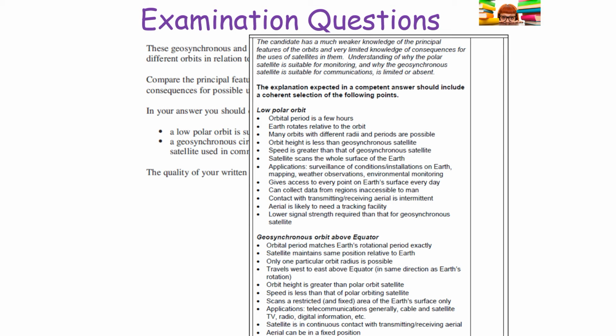Now the orbital height of a geosynchronous satellite, to maintain this, has to be higher than a polar orbital satellite, so therefore its speed will be lower because it's further away from the surface of the Earth, and its scans are only restricted to one particular area on the Earth's surface, so you would tend to use it for telecommunications, satellite TV, radio, and digital transmission. Now the satellite would therefore be in continuous contact with the transmitting and receiving aerial, so it's going to be in a fixed position because it's always in the same position above the surface of the Earth.